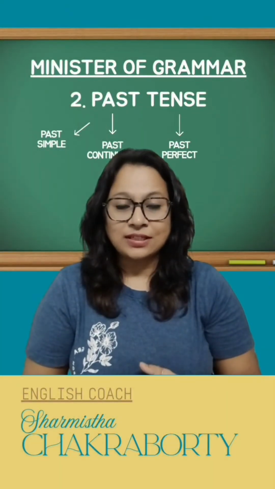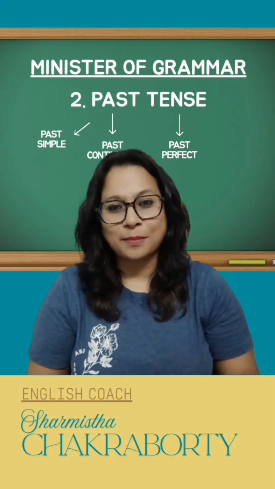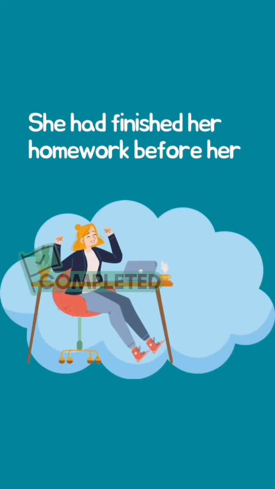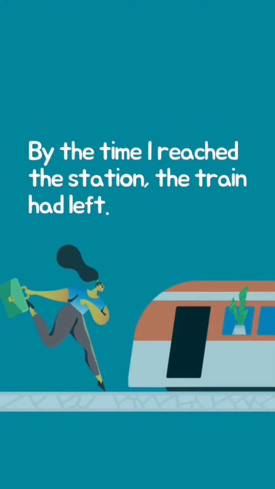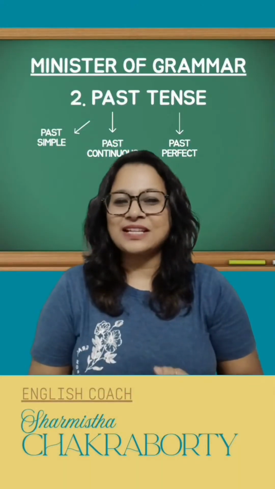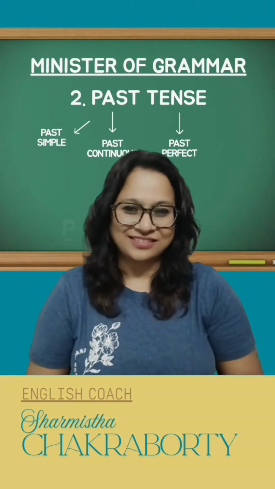Here comes past perfect. This is used when one action happens before another action in the past. Like, she had finished her homework before her friend arrived. Or, by the time I reached the station, the train had left. So we can say past perfect acts as a historian who arranges the events in their correct order.